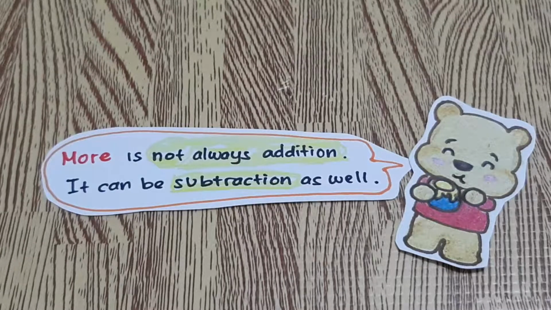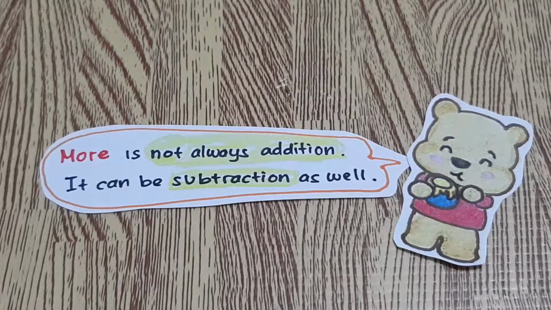One more thing. More is not always addition. It can be subtraction as well. How do we know if it is addition or subtraction? You have to understand it from the sentence. That's why making a model is easier for you, because you can see which one it is. Is the question asking for the part or is it asking for the whole?